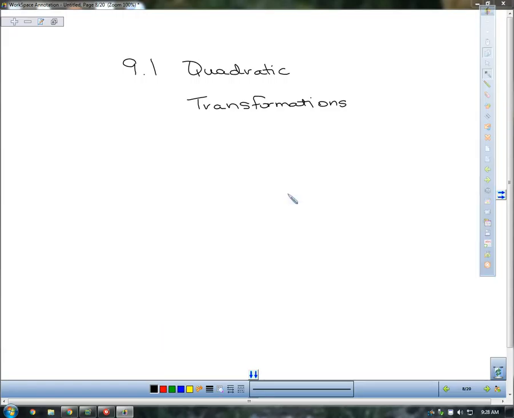Hello, algebra students. Today we're going to talk about quadratic transformations. We've been doing these quite a bit, and we're doing them in vertex form. So let's go ahead and get started.